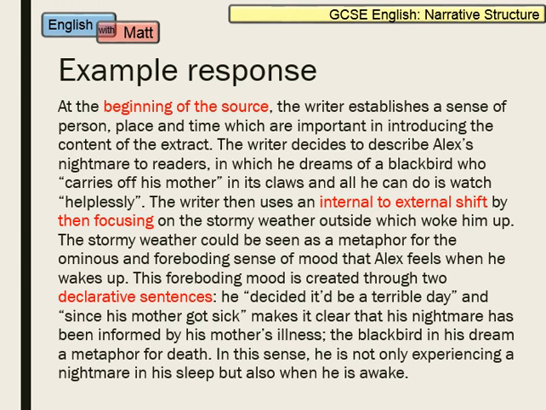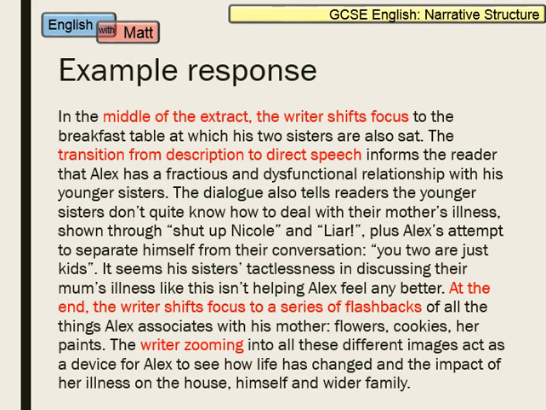This foreboding mood is created through 2 declarative sentences: "He decided it would be a terrible day" and "since his mother got sick" make it clear that his nightmare has been informed by his mother's illness. The blackbird in his dream is a metaphor for death. In this sense, he is not only experiencing a nightmare in his sleep, but also when he is awake. So that's the first paragraph, using that first bullet point, talking about the first 3 paragraphs. Second paragraph, when we talk about the middle and the end.